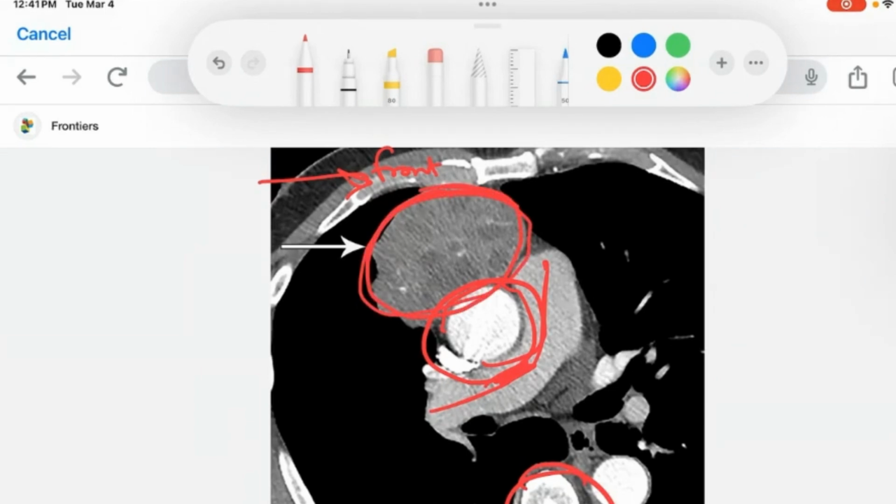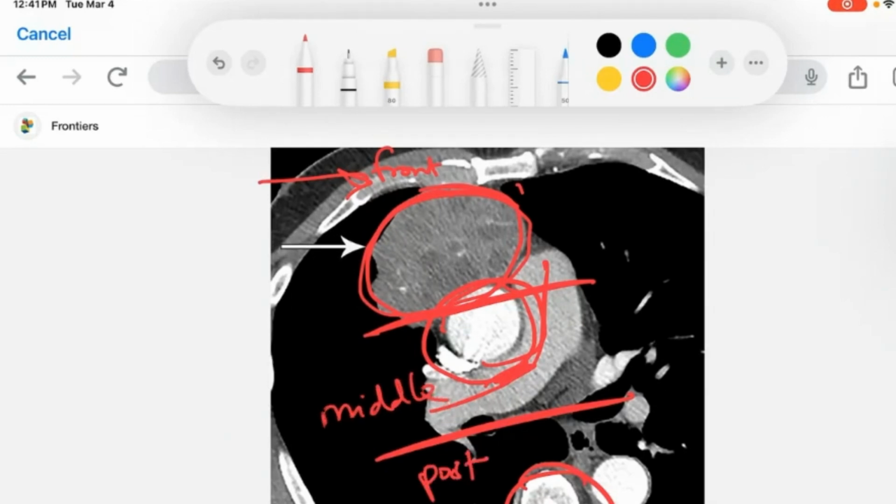So this is in the anterior mediastinum. This is the middle, and this is the posterior. So this is the anterior, middle, and posterior mediastinum. You're going from the front at the top here to the back at the bottom. And you can see that mass, very large there.